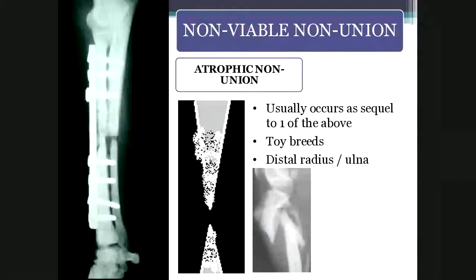And with atrophic union, it results as a sequel to any one of the others, typically in toy breeds. With the image on the left, with the fracture of the radius and ulna, you'll see that there's rounding of the fracture fragments here. They almost become a little bit pointed, and the fracture will be older than 10 weeks, showing no progression. In the image here of the tibial fracture, the distal fracture fragment is rounded. It shows marked loss of bone. The proximal fragment shows a spike formation, and that's just another example of atrophic non-union.